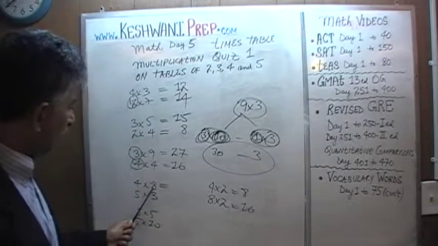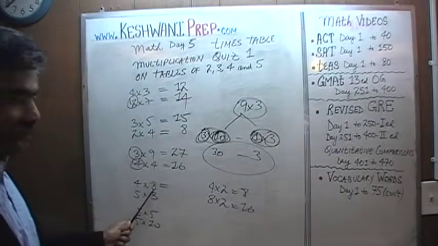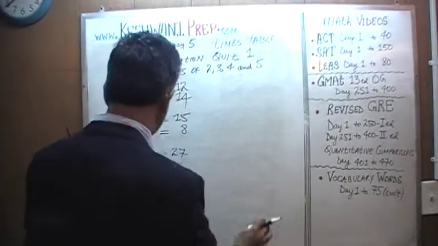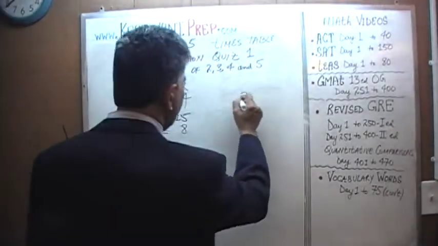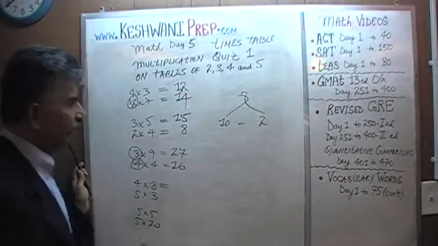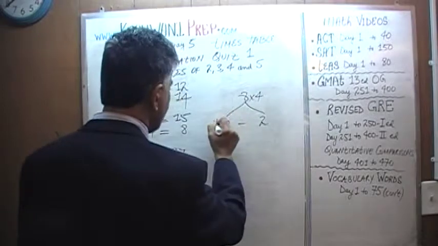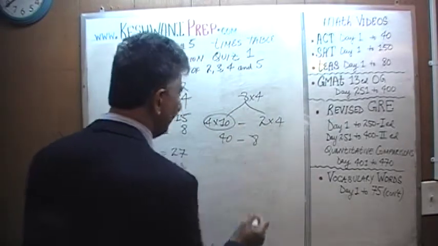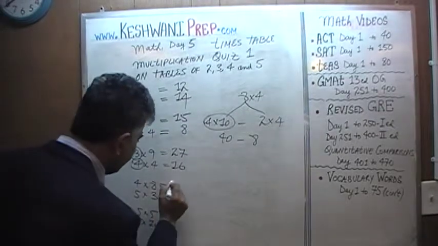How about 4 eights? Well, this is interesting. How about we write 8 as 10 minus 2? And we need 4 of them. This is 40, so it's going to be 40 minus 8. 40 minus 8 is 32.